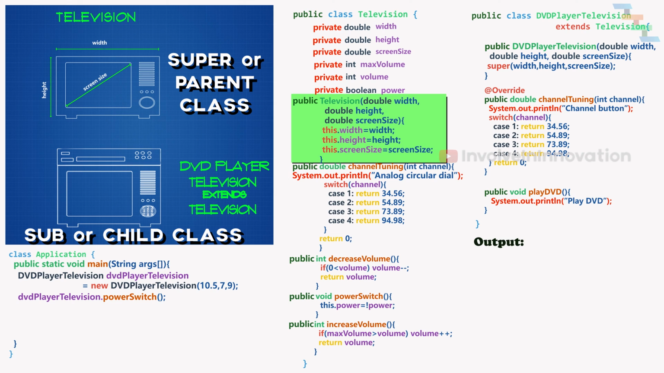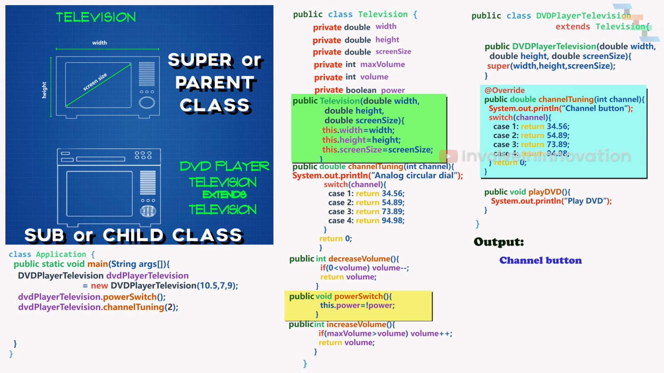Now we will call the power switch function with this DVDPlayerTelevision object. This will invoke power switch function in the parent class. Next we will call the channel tuning function with this DVDPlayerTelevision object. Since we overrode the channel tuning function of the television class in the DVDPlayerTelevision class, this will invoke the channel tuning function in the DVDPlayerTelevision class. Now we call the playDVD function with this DVDPlayerTelevision object. This invokes the playDVD method in the DVDPlayerTelevision class.